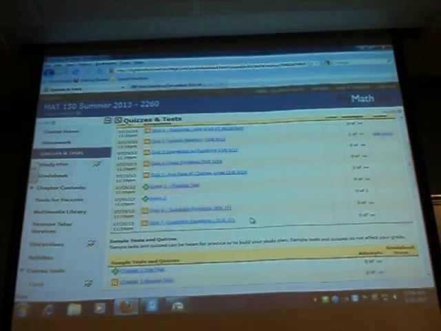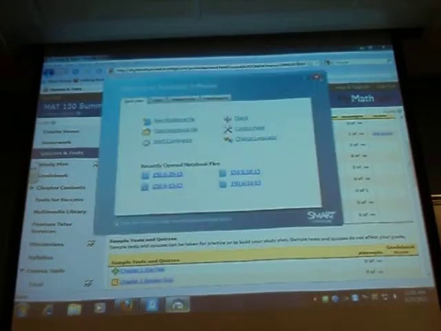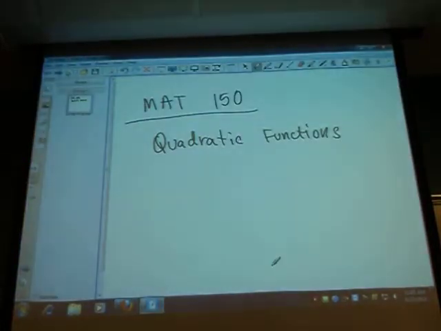Okay, and then we also have quiz 6 and quiz 7 to do, both over quadratic functions. So I know that's a lot of work. Unfortunately, that's just kind of how it goes in the summer. Alright, so let's talk about quadratic functions and some of the basic properties.